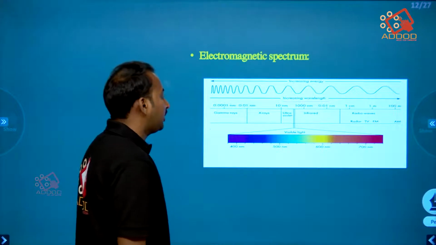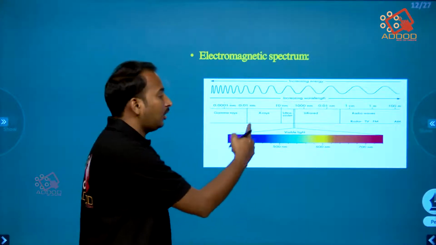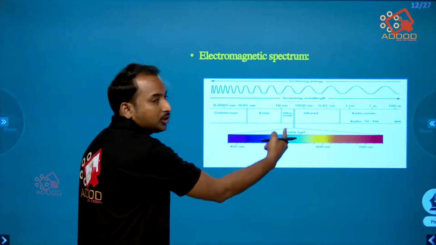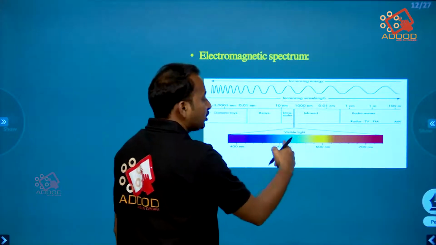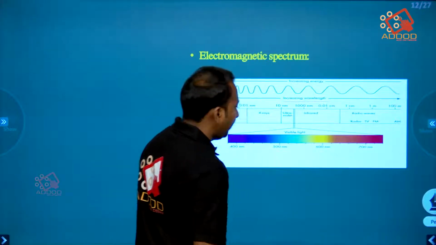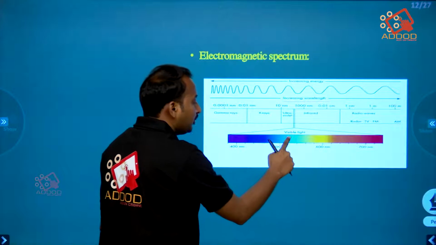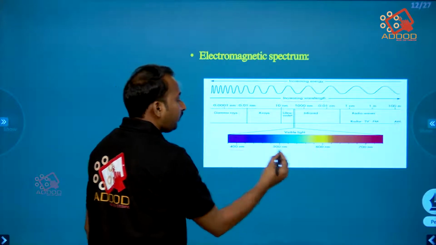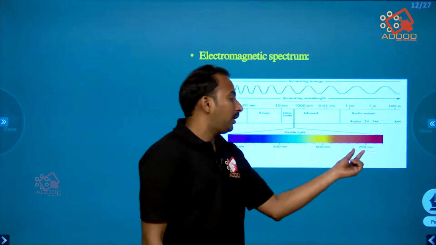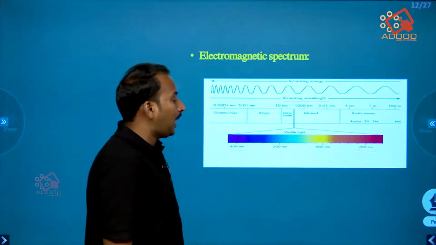In the electromagnetic spectrum, we have gamma rays, X-rays, ultraviolet rays and visible light. This region is visible light, and then infrared, and next radio waves. In increasing order of wavelength, visible light has a wavelength of 400 nanometers to 700 nanometers. This is the electromagnetic spectrum.